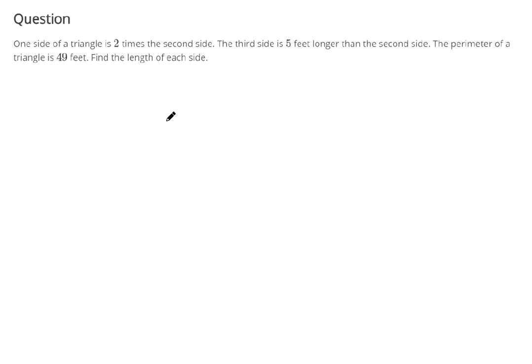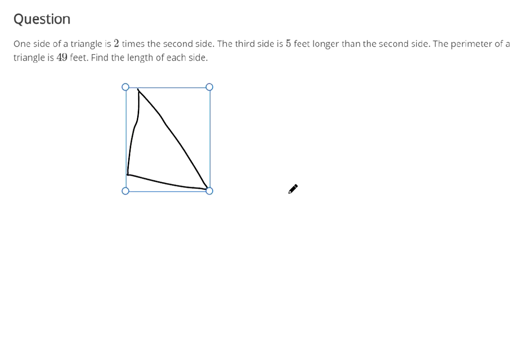Okay, we got a triangle. They don't tell us it's a right triangle, so I'll just draw a random triangle. One side of the triangle is 2 times the second side. So I don't know a definite amount for either side. So let's just call one of them x for length. And this one is 2 times whatever that one is. Okay, so now we have one triangle side length, and we have another one that's 2 times the length of this side. The third side is 5 feet longer than the second side.